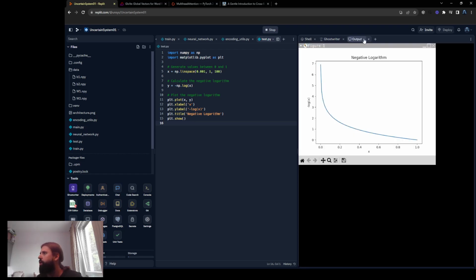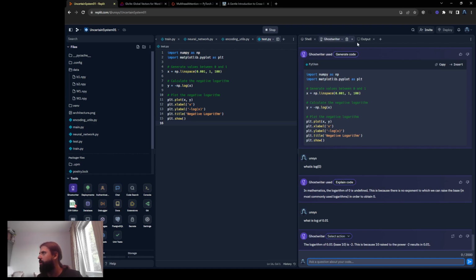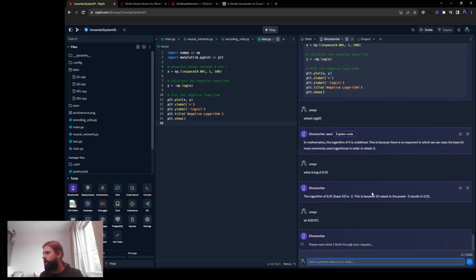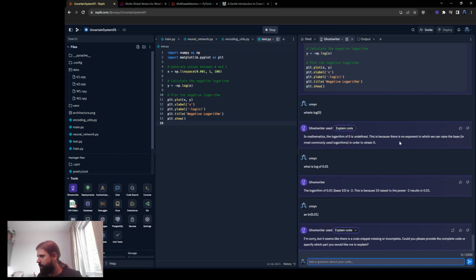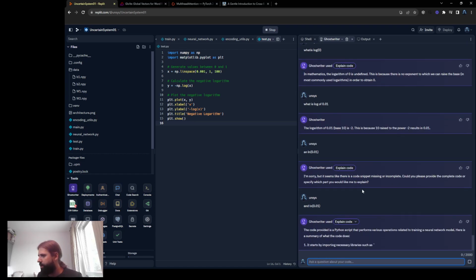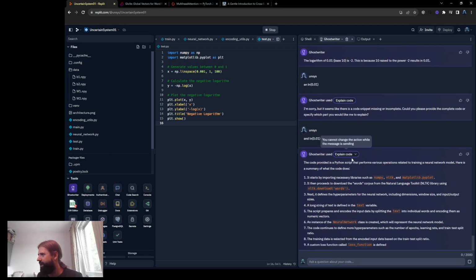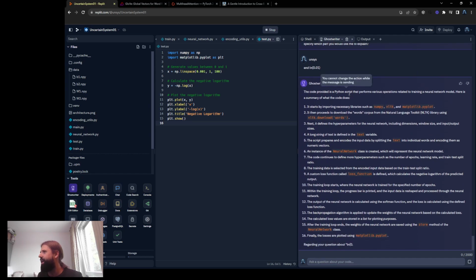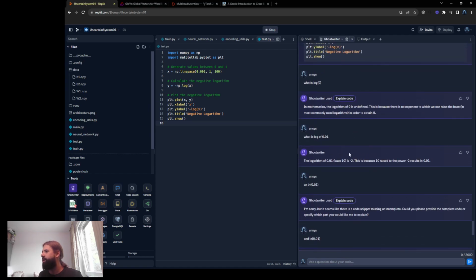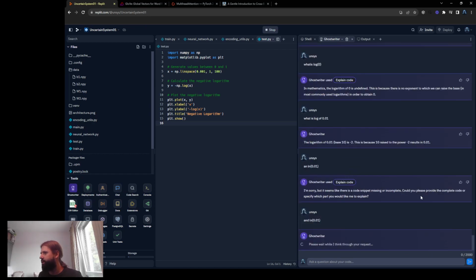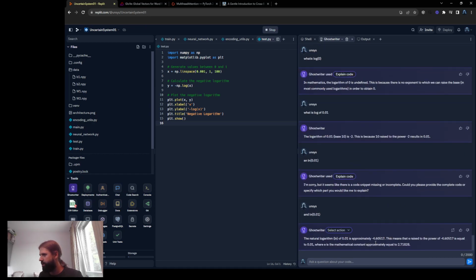What is this log, on what base? Is this base 10? I think it's base 10, isn't it? Or it's just a natural log. Can I trust it to calculate this? Probably not. Explain code. Default. It's negative.